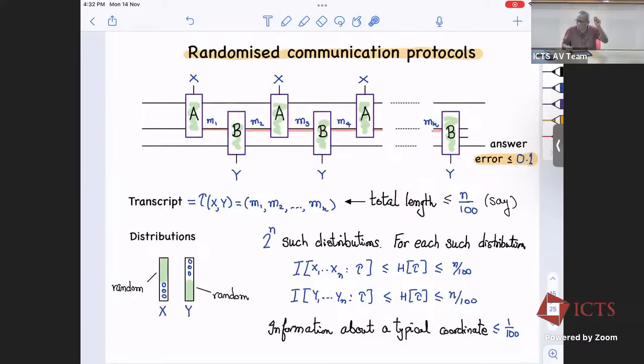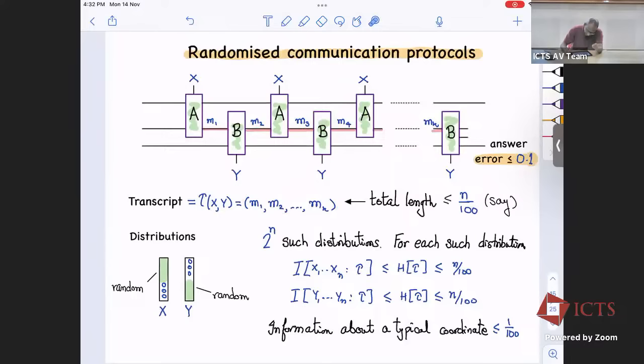Now, let us define the transcript. If you have an input X and Y, you give Alice X, give Bob Y, and then ask, what is the sequence of messages that went through? You just concatenate and record those messages, and that is called the transcript.